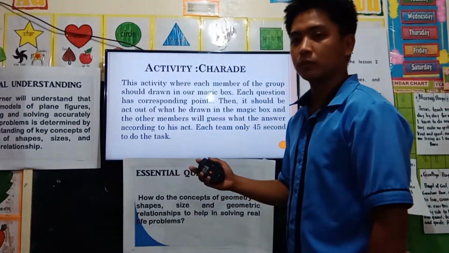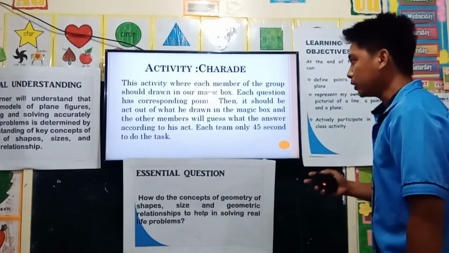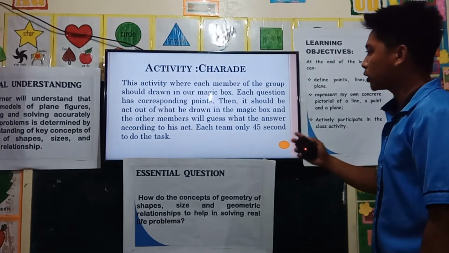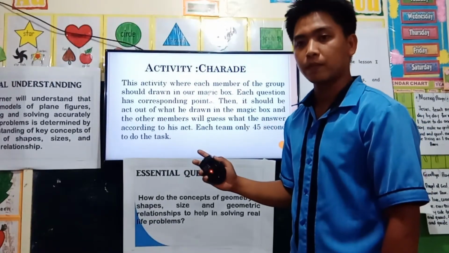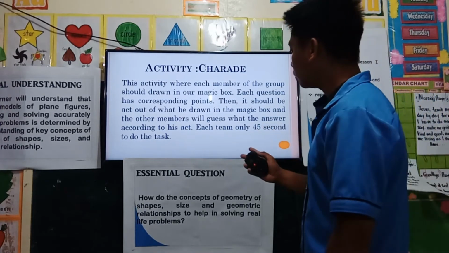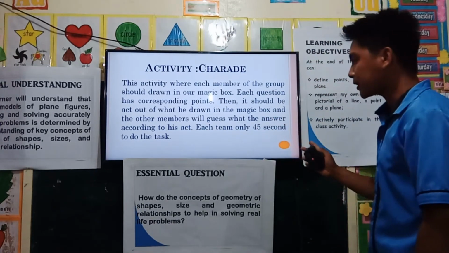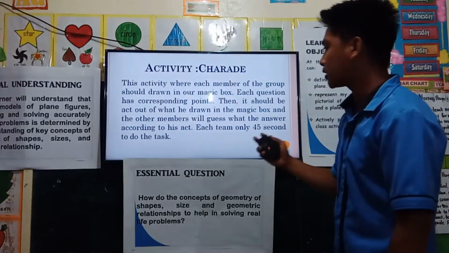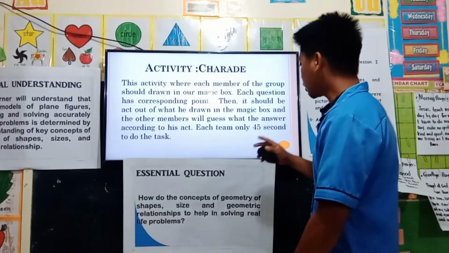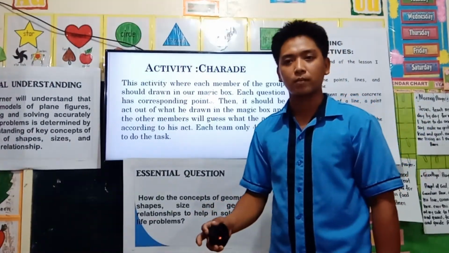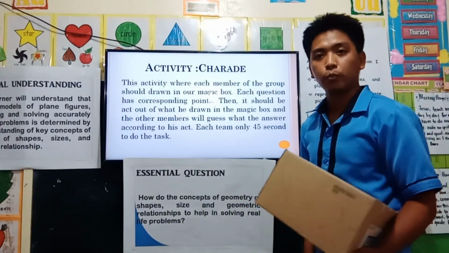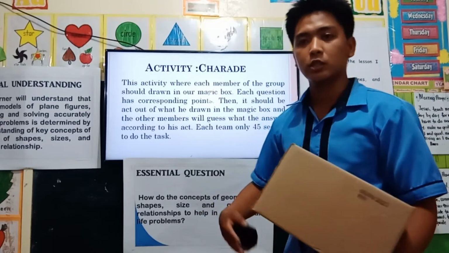Listen to the instruction. In this activity, each member of the group should draw from our magic box. Each question has corresponding points. Then he or she should act out what he or she drew in the magic box, and the other members will guess the answer according to his act. Each team has only 45 seconds to do the task. Okay, let's start with group 1 and so on until group 4.